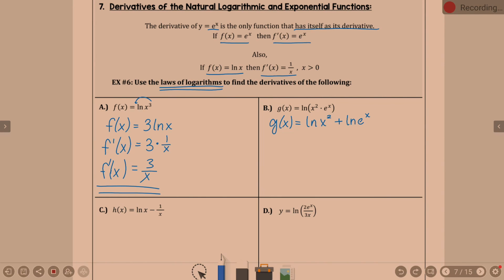Don't take the derivatives yet, though. Move the powers. So when I move ln x squared and I move that power, it's going to be 2 natural log of x plus ln e to the x, move the power, it's x natural log of e. Yes?